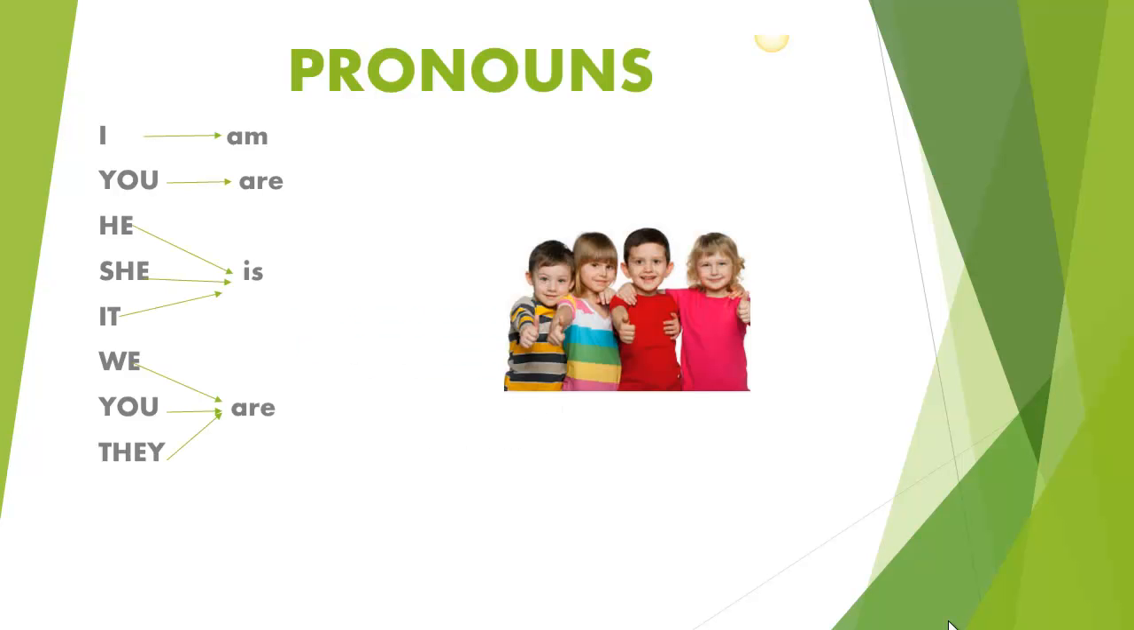Before we start with the topic, we're going to clarify some concepts. So the first thing our students say when we talk about verb to be is, oh yes, verb to be is I am, you are, he is, etc. But there's something important to clarify. I, you, he, she, it, we, you, and they are pronouns. And the verb to be is am, are, and is.